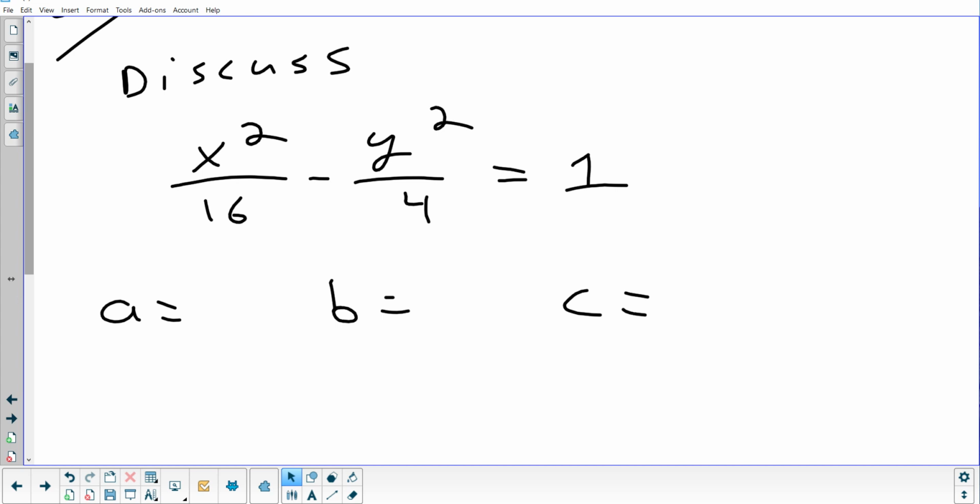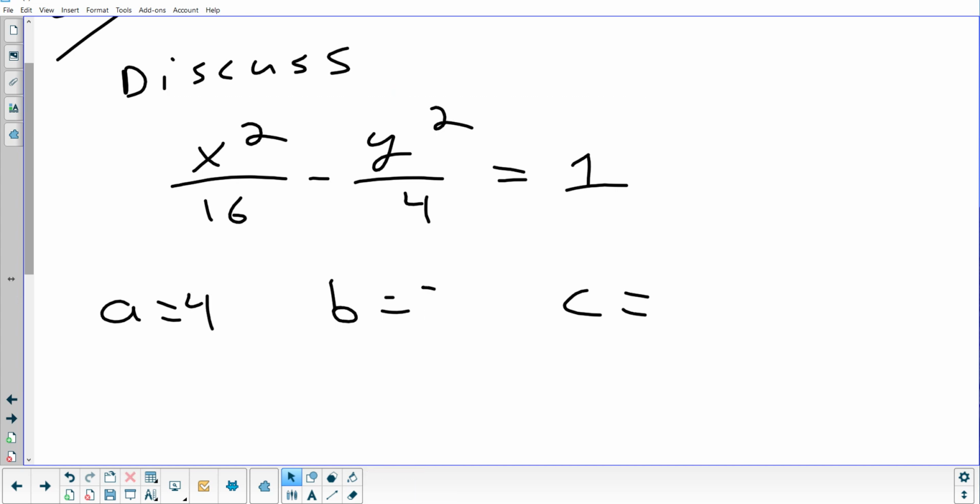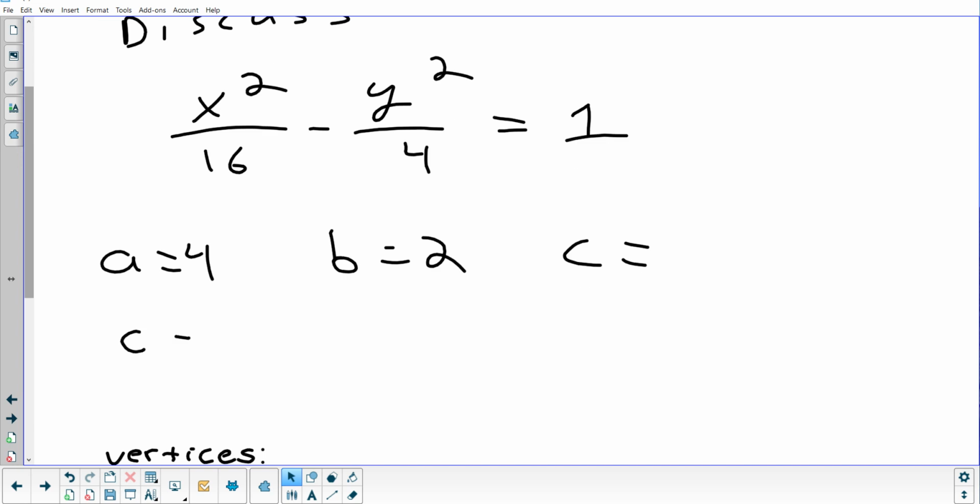Okay. Abigail, what's A in this case? 2. Because it's the square root. Right. A is always the square root of the first denominator. B is always the square root of the second denominator. And Jack, what's my formula to get C? C squared is equal to A squared plus B squared. So in this case, C is the square root of 20. And what does the square root of 20 simplify to? I'll actually put it over here. Yeah. Okay. 2 square roots of 5.